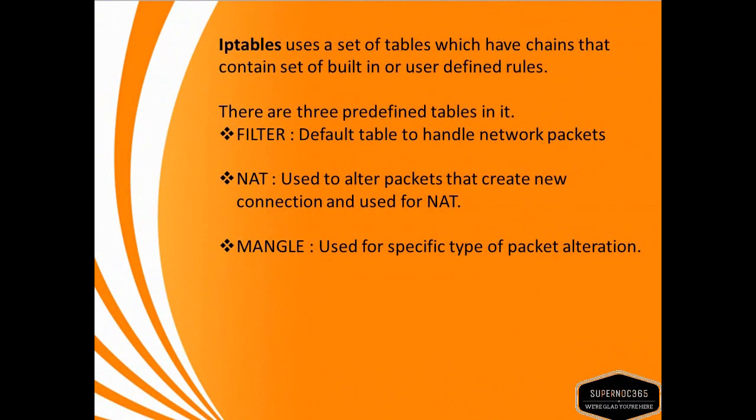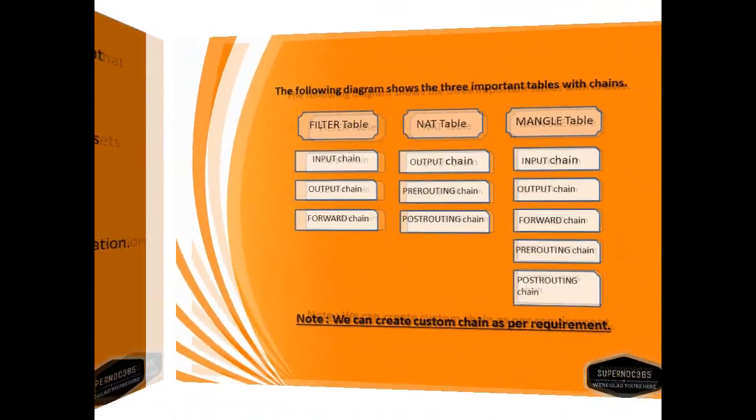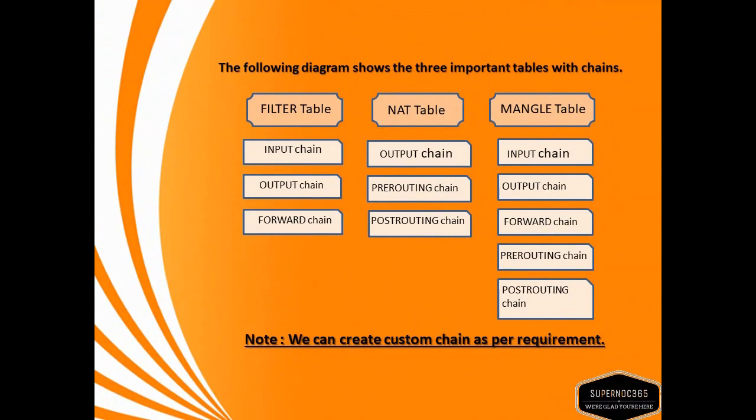Iptables uses a set of tables which have chains that contain a set of built-in or user-defined rules. There are three predefined tables in it: filter, nat, mangle. This diagram shows the three important tables with chains. We can create custom chains as per requirement in each table.